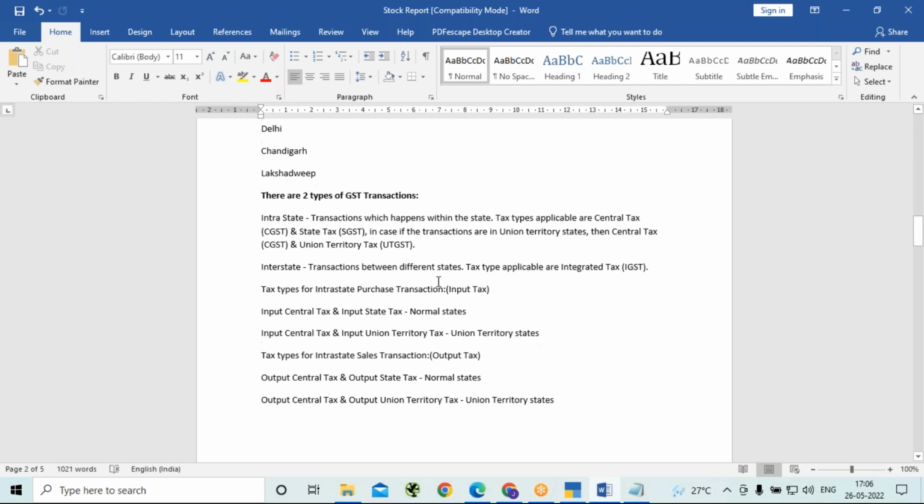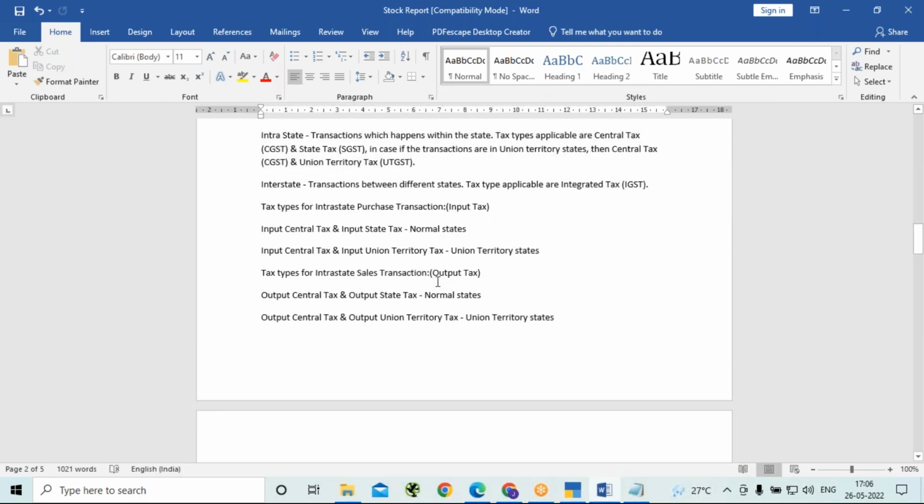Then whenever you have a transaction, that is purchase or sales, when you create the tax types, you can define the taxes which are applicable on purchases as input type of tax, and for sales as output type of tax. That means input means when you pay the tax, it can be recovered back. So it is going to come back to us. That is called an input. Output means the tax which we collect and pay to the government.